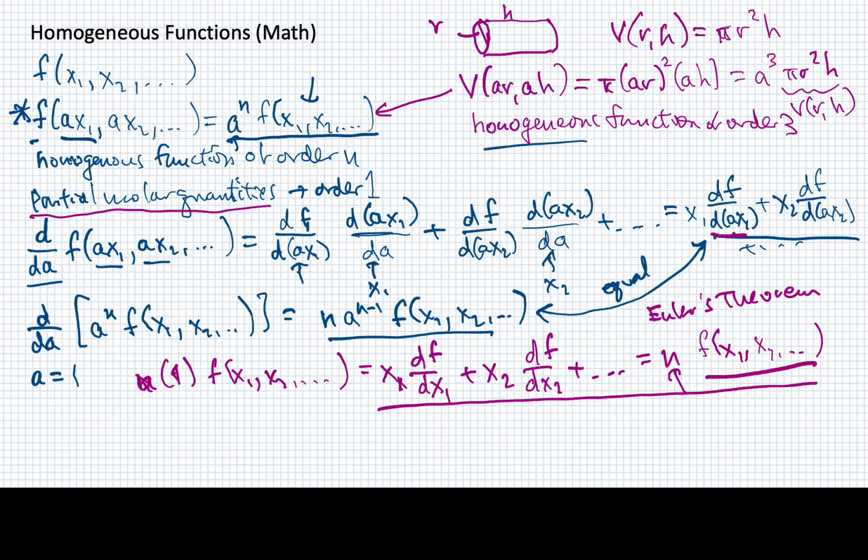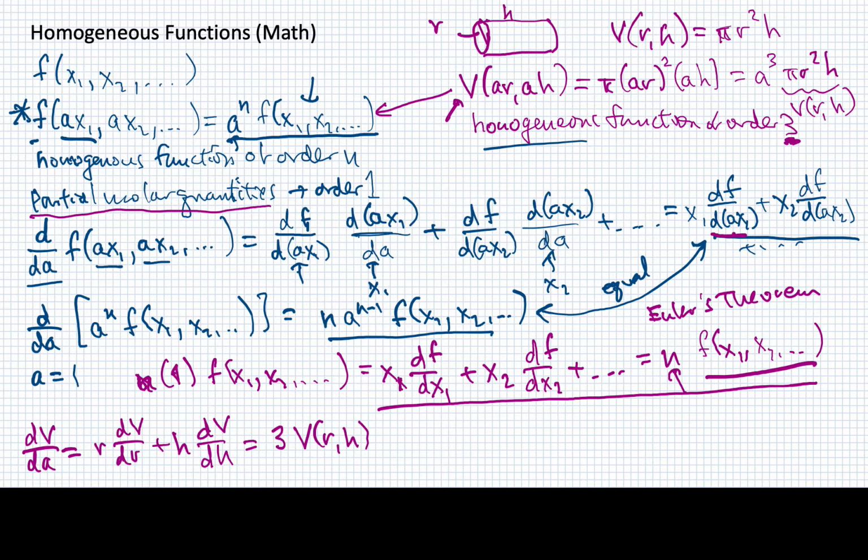All right, let's see how it works in the case of the cylindrical volume. So when we do that, if we take the derivative with respect to A of the cylindrical volume, what Euler's theorem would suggest is that the derivative of the volume with respect to A would simply be r times the derivative of the volume with respect to r plus h times the derivative of the volume with respect to h, and that should equal n, the order, which is 3, times the original function. All right, is that going to be true?